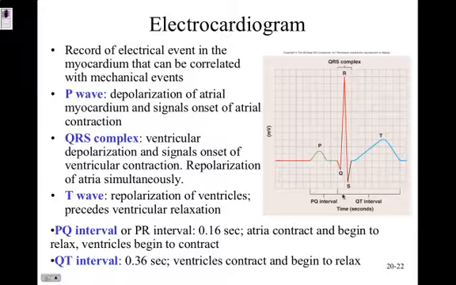So here's where the atria are contracting. This is where the atria relax, and then the ventricles contract, and the ventricles are relaxing here. They're called the PQ interval, the QT interval. There's the QRS complex, but there's different ways they do that.